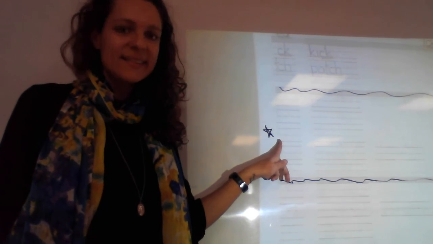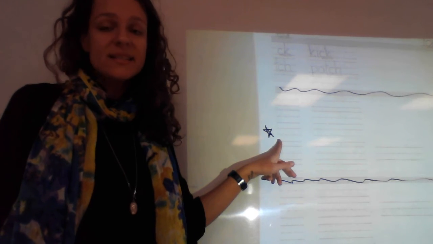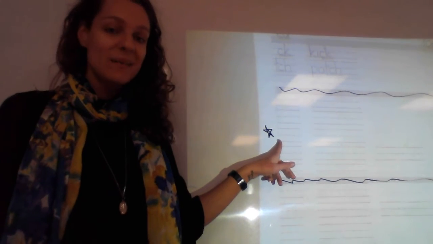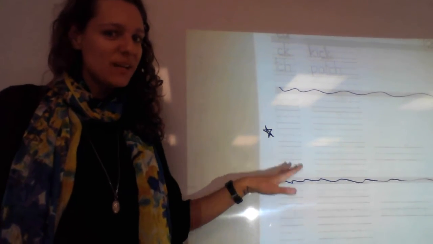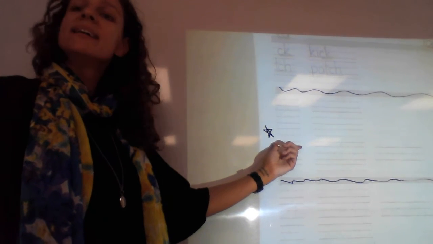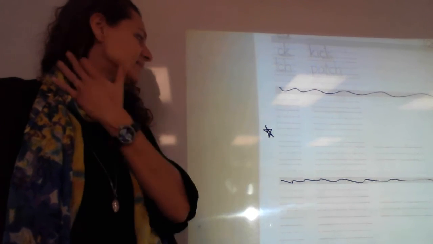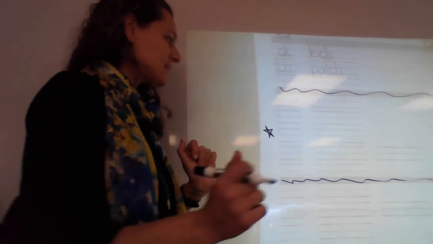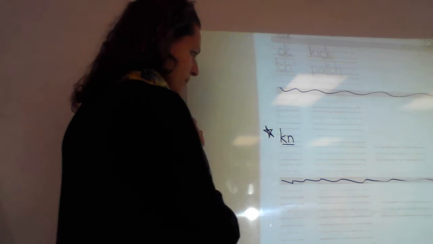What are we going to write here? Good. N, two-letter N, used only at the beginning of a base word. Say it while you write it. All right, class, what did you write here? Good. N, two-letter N, used only at the beginning of a base word.